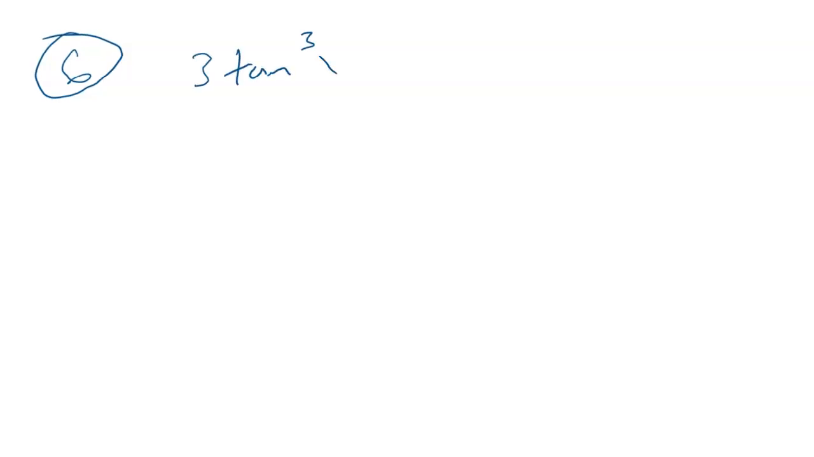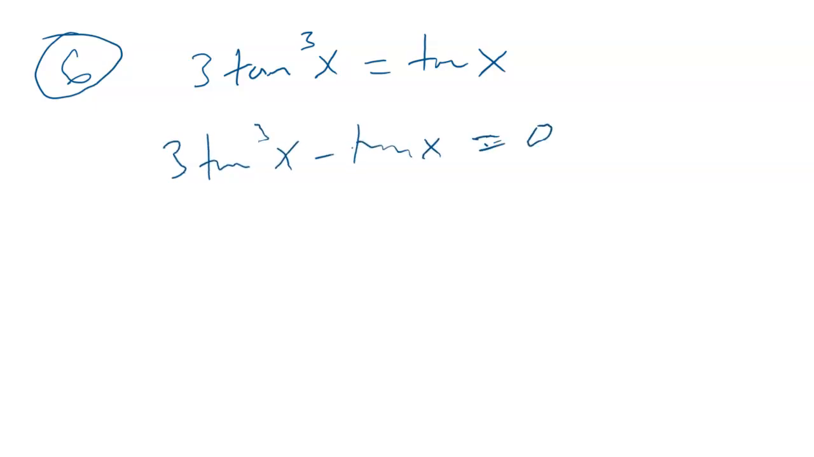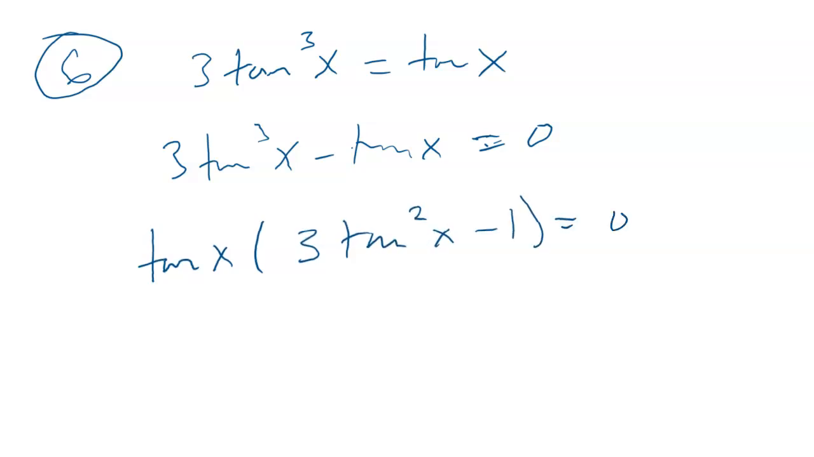3 tangent cubed x is equal to tangent x. A real common mistake here is kids will divide both sides by tangent, but you don't want to do that. You'll lose answers. You're going to have to trust me on that. All right, so then I'm going to say 3 tangent cubed x minus tangent x, set that equal to 0, and then I'm going to factor. So I get tangent x times 3 tangent squared x minus 1, and this is equal to 0.